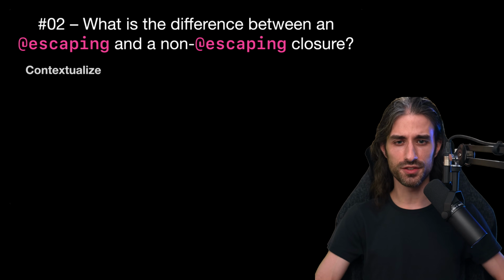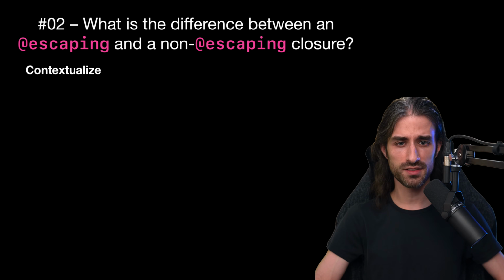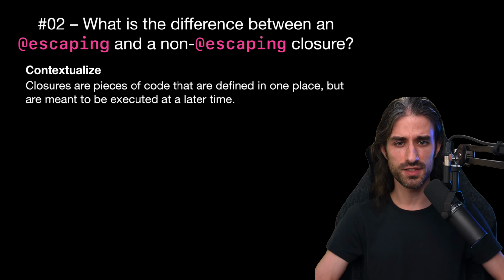First, we start by once again contextualizing the question. Here, a great way to contextualize is to give a simple definition of what a closure is. So something along these lines, a closure is a piece of code that we write in one place, but that is meant to be executed at a later time.